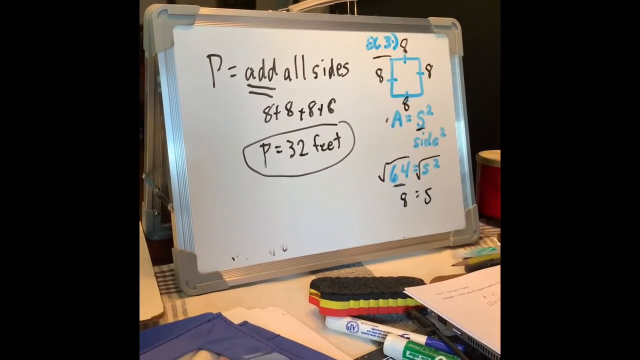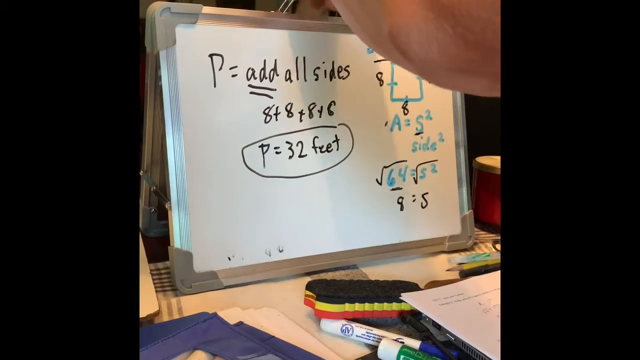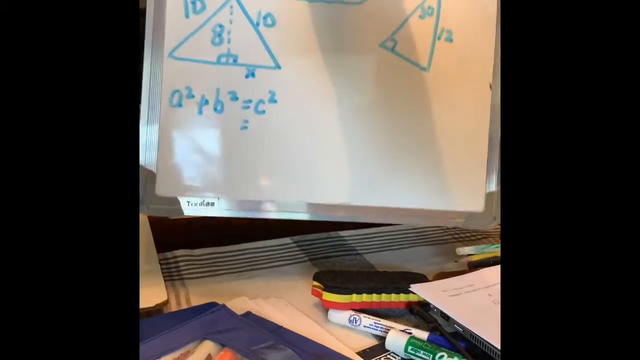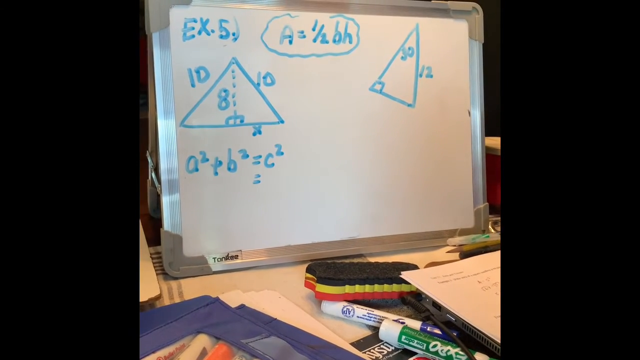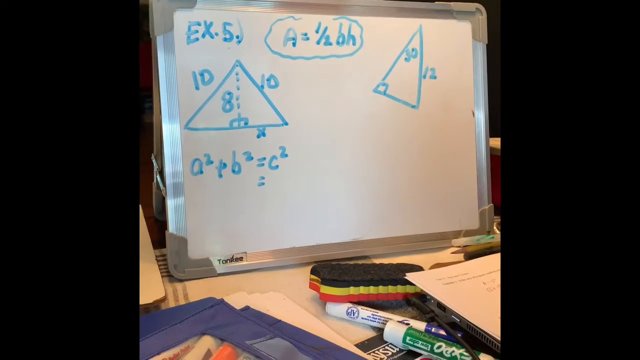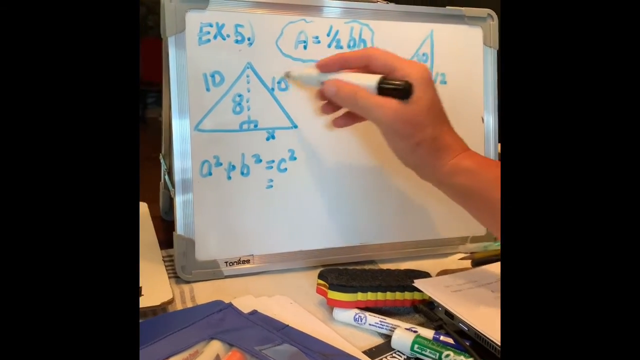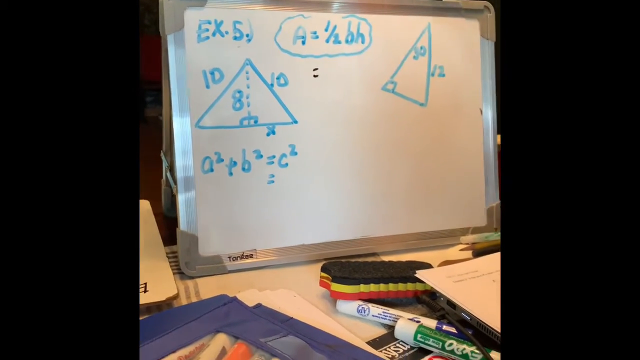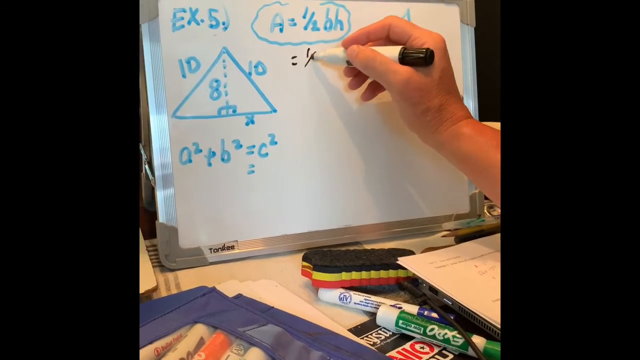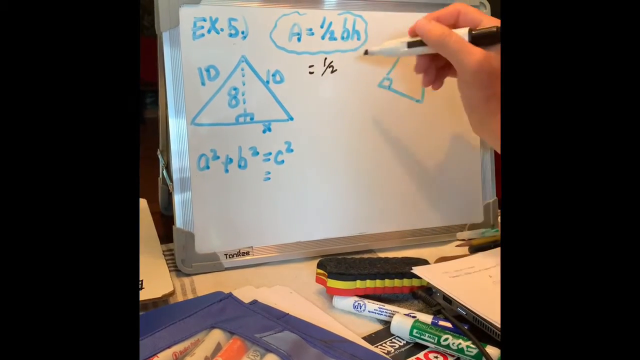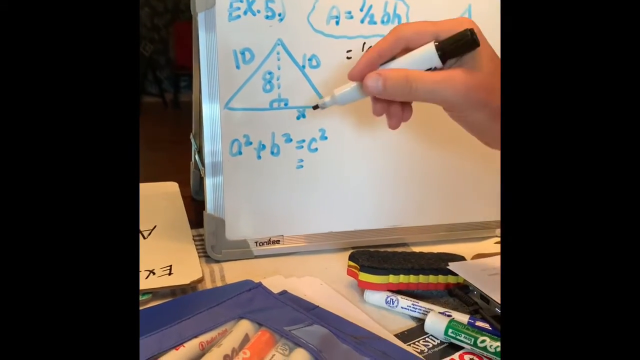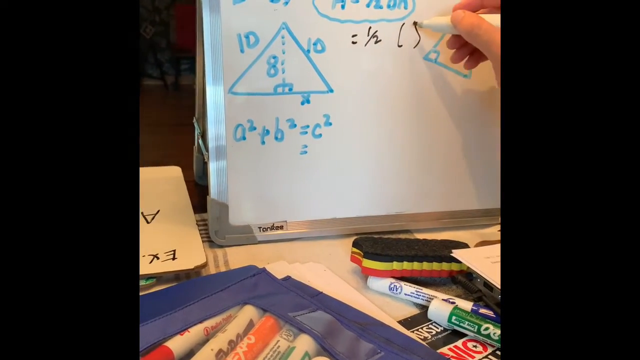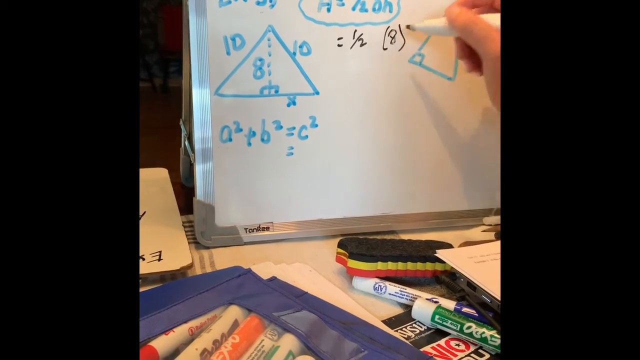Example number 4, we're skipping because it's redundant with the last one. So we go down to number 5. Half base times height. So piece of cake, it's a triangle. They want to know the area. So 1/2. The height is what? Mace, which one do you think the height is on this picture here? 8. Good job. And we do not know the base.